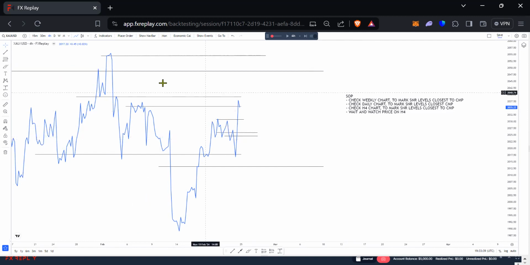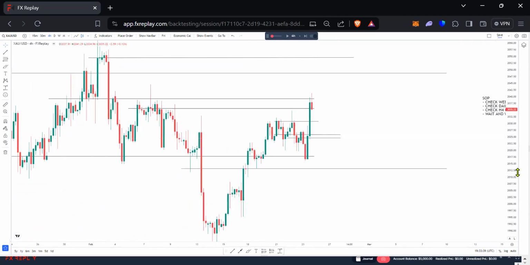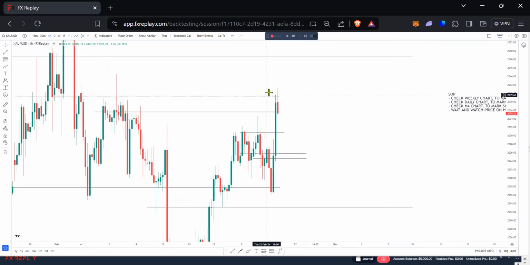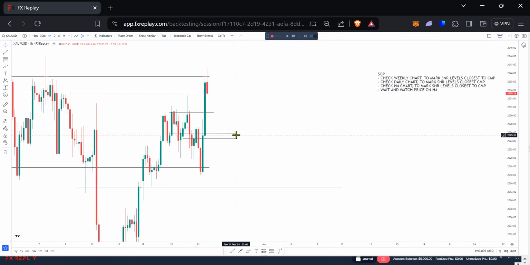That means that if price should leave this resistance and come to this support, I would only wait on the H4 to see what happens. I'll wait for price to come here on the H4 before I do anything else. So when price comes here on the H4, that is when I'll make my next decision. The same thing when price comes here.